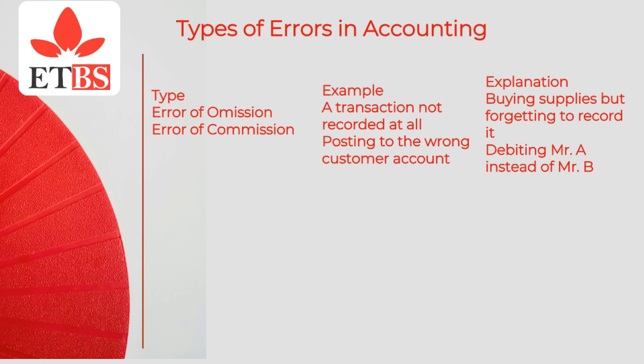2. Errors affecting the trial balance. Detected easily. Type and explanation. 6. Single entry. Only one side of a transaction posted, an unequal entry. Debit and credit amounts differ. 7. Wrong side entry, debit instead of credit or vice versa. 8. Arithmetic errors, mistakes in adding totals.